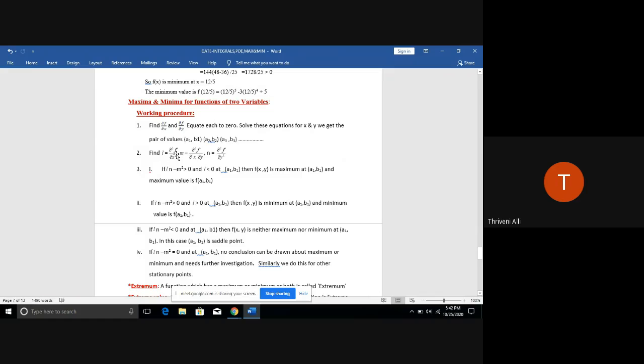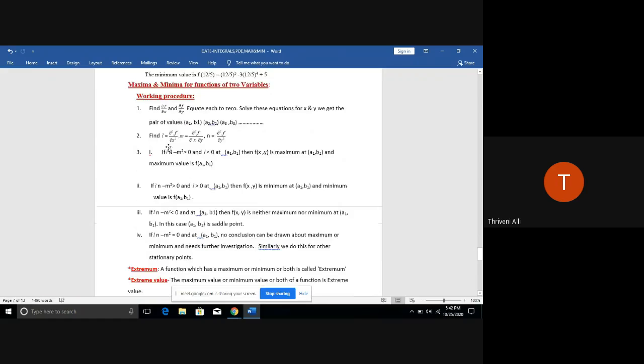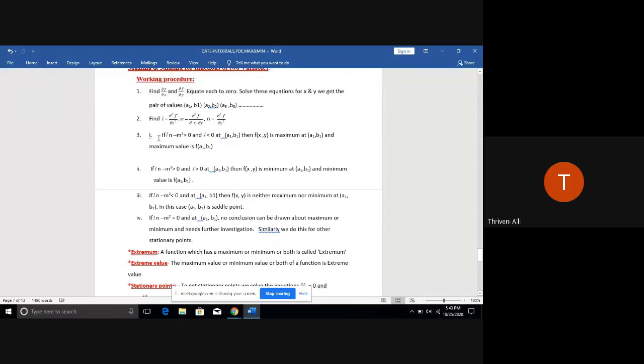And here we'll take notations L equal to ∂²f/∂x², M equal to ∂²f/∂x∂y, N equal to ∂²f/∂y². So this procedure is for a function of two variables, that is x and y. Okay. Next, third, here there are three main points.